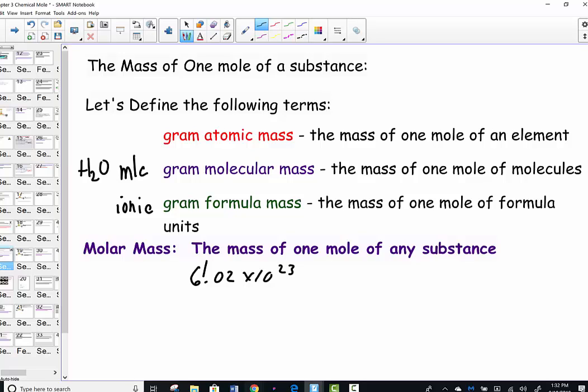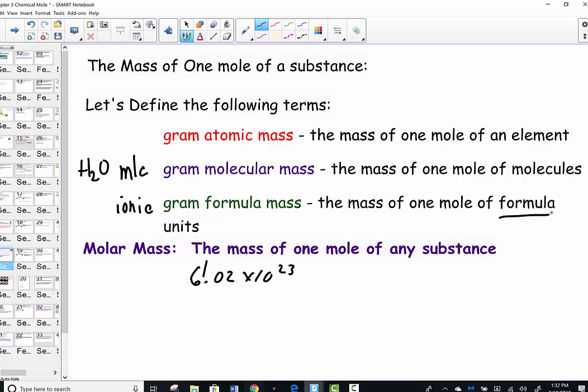And oxygen is essentially 15.999. I'd call it 16. I'd weigh out 18 grams of water to get 1 mole of water molecules. That's the gram molecular mass of molecules. Sometimes we have to weigh out salts, ionic compounds.